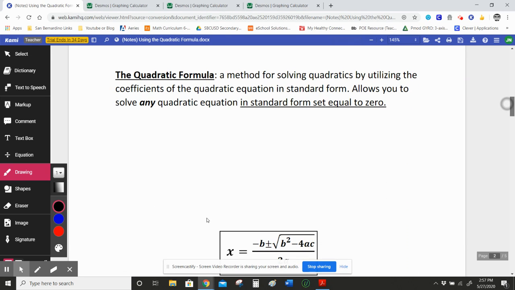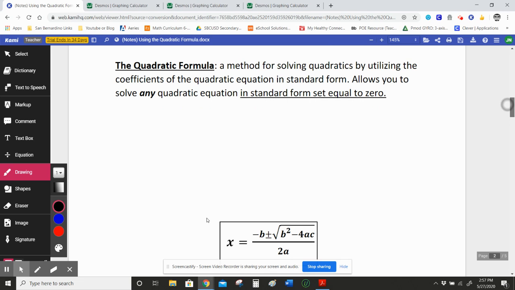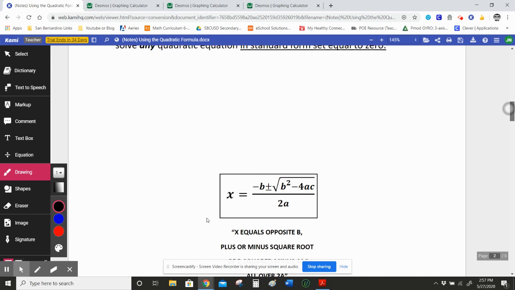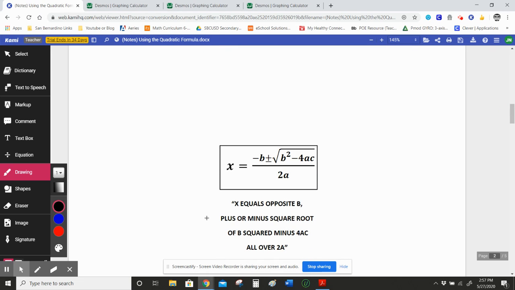So the quadratic formula basically looks like this. And there's several different ways that you can go ahead and memorize it. If you guys were in class, I would definitely make you memorize this. Absolutely memorize this formula because it always works no matter what. And the formula is x equals opposite b plus or minus the square root of b squared minus 4ac all over 2a.